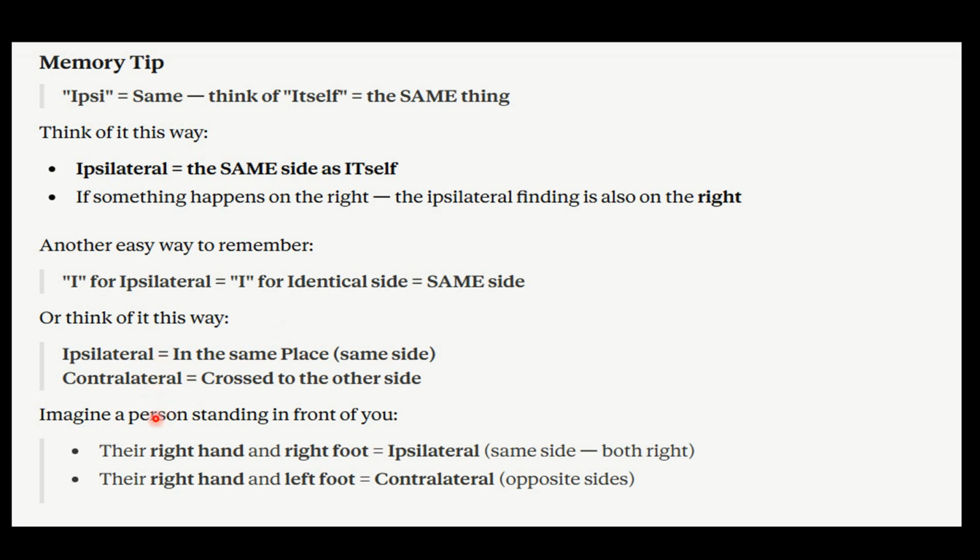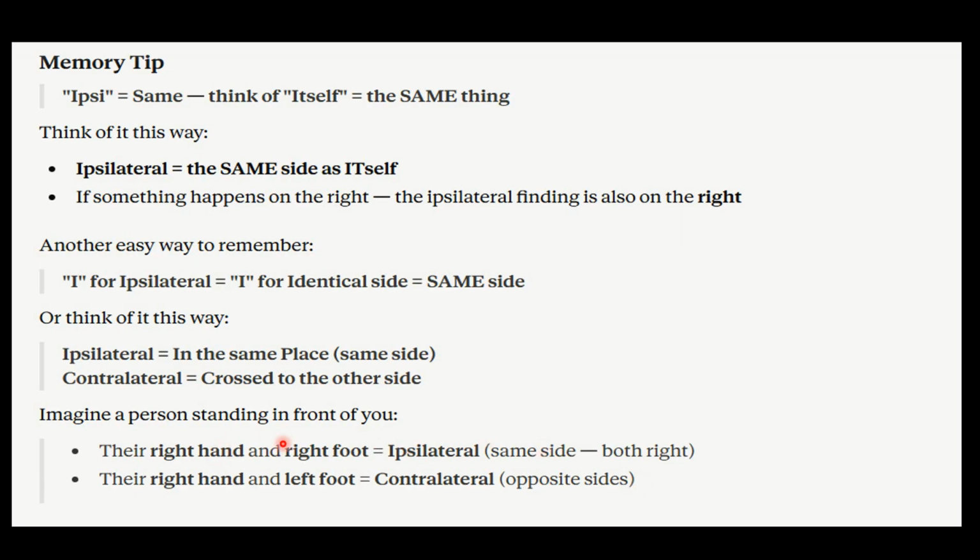But when we talk about contralateral in the next session, we will learn that it is crossed to the other side. Okay, it is not the same side, it is the other side. Now you can imagine a person standing in front of you, the right hand and the right foot, so both are on the same side. Right hand and right foot is equal to ipsilateral, same side, both right. But when we talk about right hand and left foot, or left hand and right foot, they are contralateral because they are on the opposite side. Okay, so you need to keep this in mind.